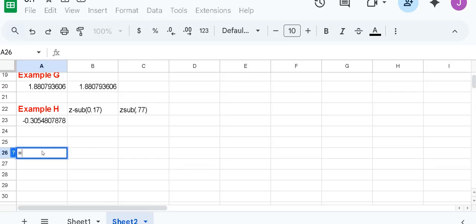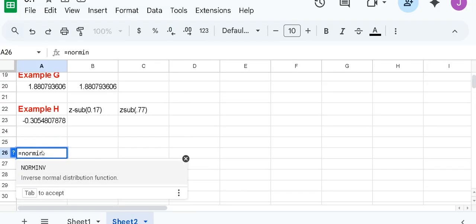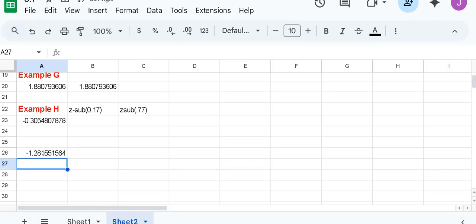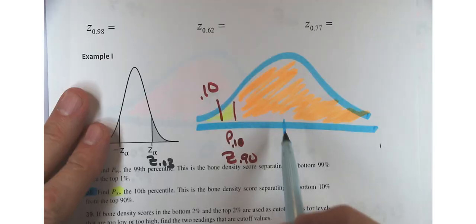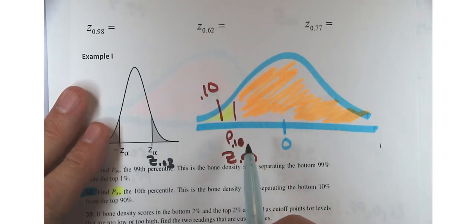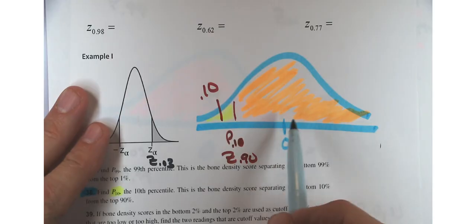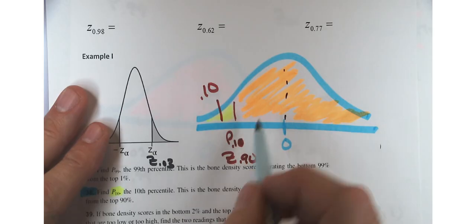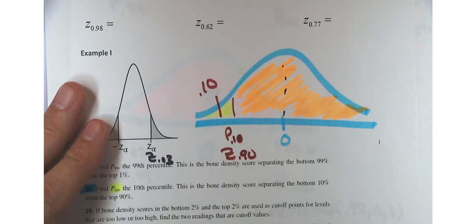Equals norm inverse of 0.1, comma 0, comma 1. Negative 1.28. Why is it negative? It has to be to the left of 0. To have 90% of this area, you've got your 50% here, and then 40% here. So that's pushing you to the left of 0 to have that 90% in the right tail.